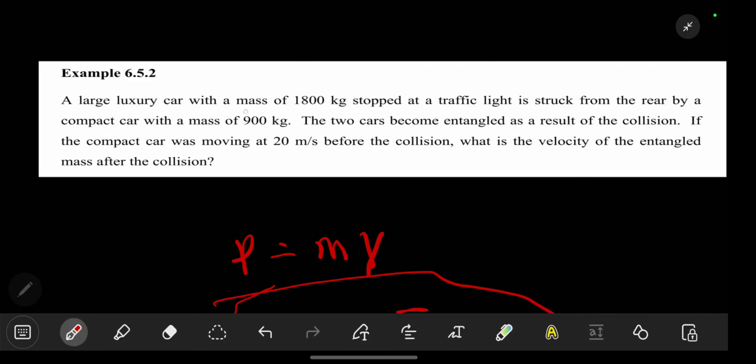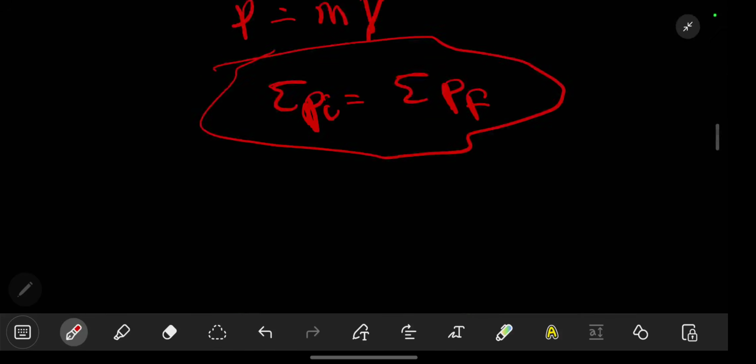A luxury car with a mass of 1,800 kg stops at a traffic light, and is struck from the rear by a compact car of mass 900 kg. The two become entangled as a result of the collision. If the compact car was moving at 20 meters per second before the collision, what is the velocity of the entangled mass after the collision?